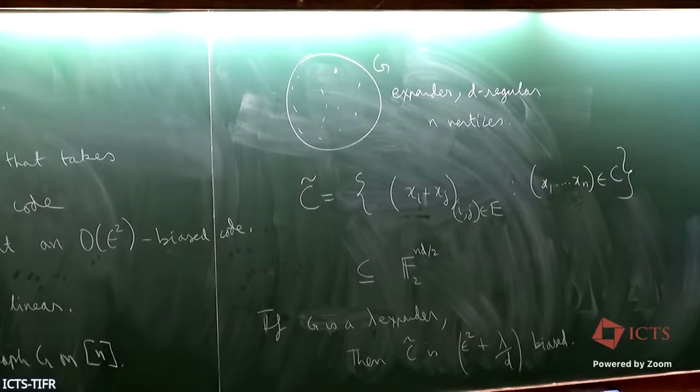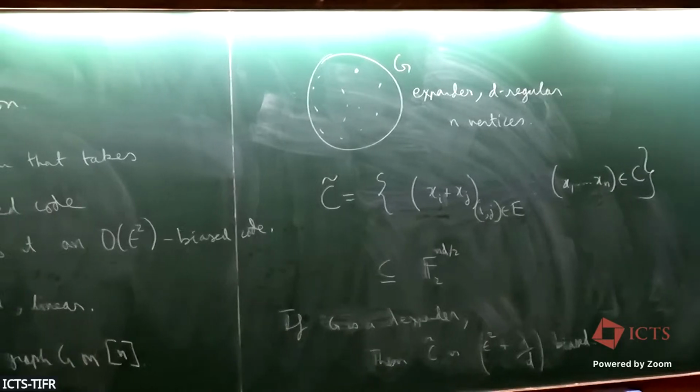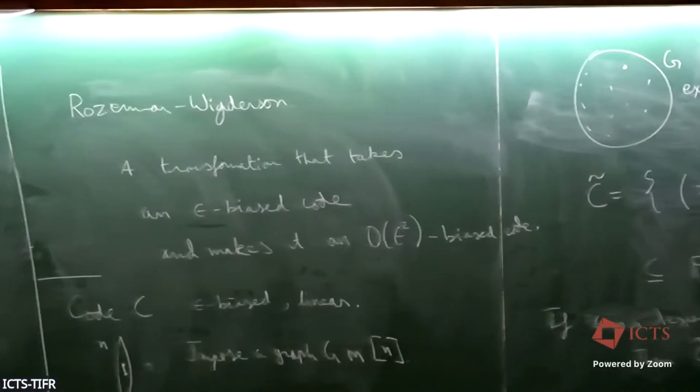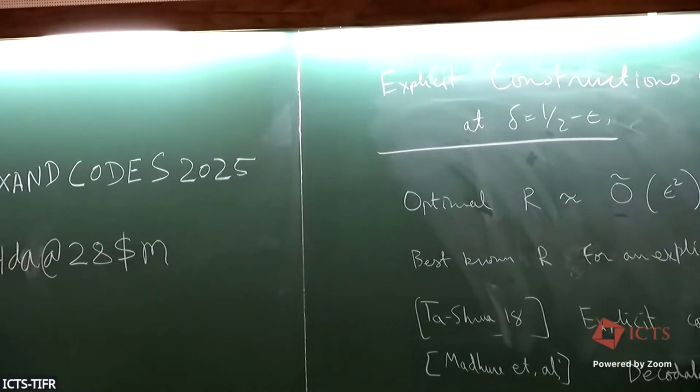a code C0 of rate R0 being 0.1 and bias epsilon 0, which is something like 0.1. So we start with some particular code and produce new codes. Ci plus 1 is produced from Ci.